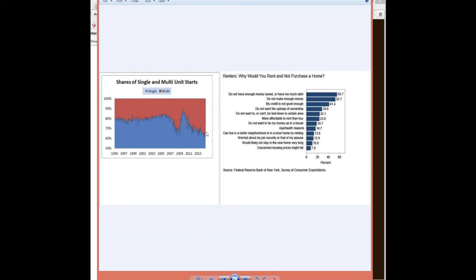That's one side. The only other side that I wanted to talk about is this little consumer expectation chart. And you'll see that the overall debt crisis is still with us right now. The Federal Reserve Bank of New York says that when they question people who are potential home buyers why they didn't buy, they say, I don't have enough money saved, or I have too much debt, 55.7%. The other 52.7% said that they don't make enough money to buy a home. So this crisis that we had is still with us.